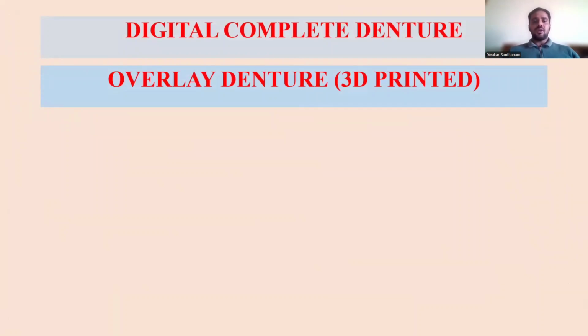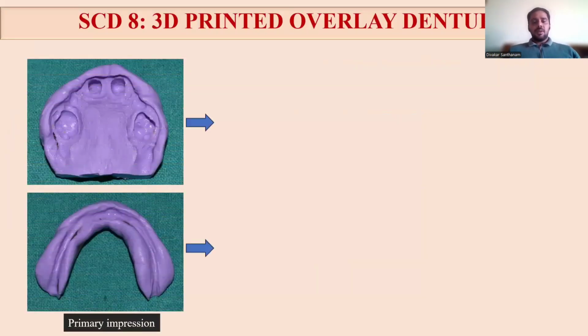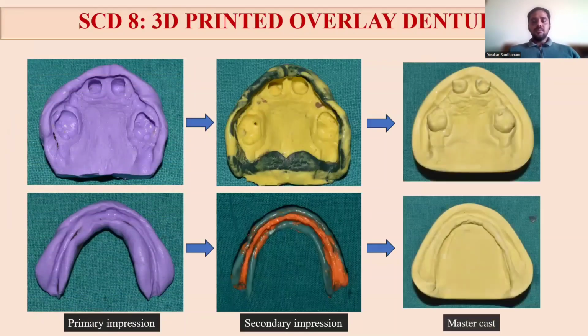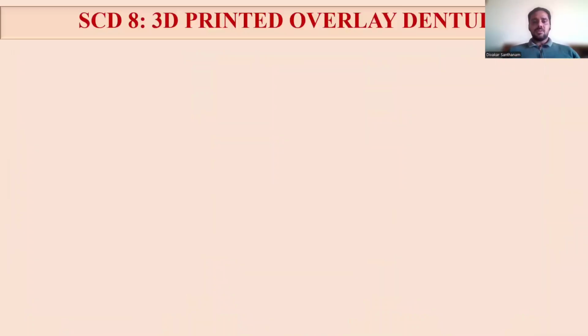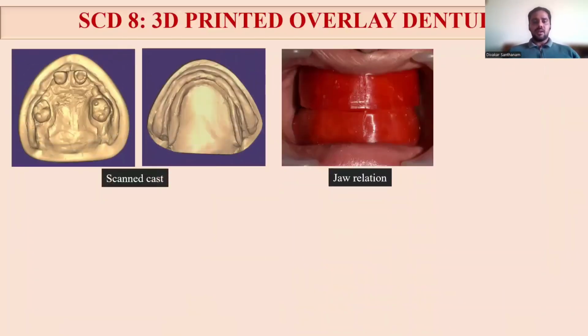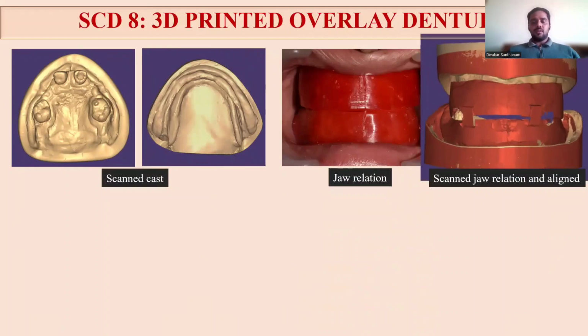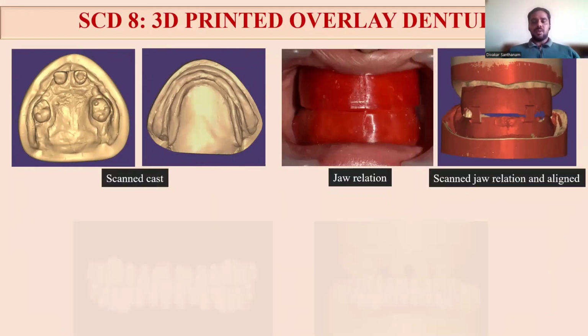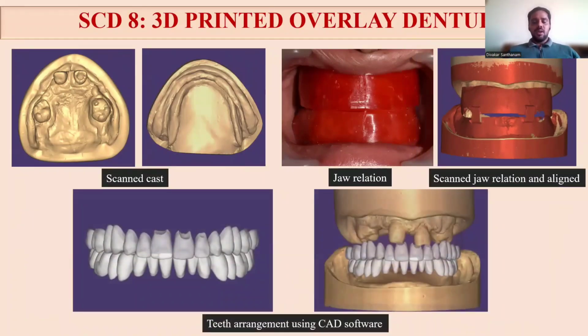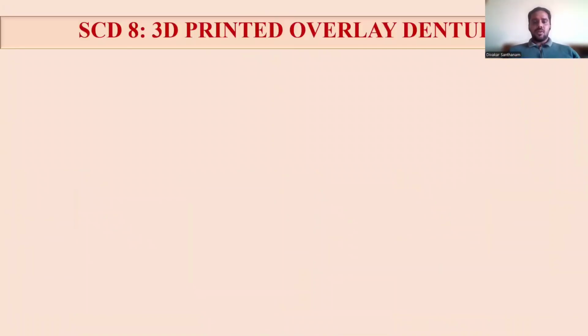When we evaluated the denture, it was already broken and completely attrited. So we used digital technology and planned a 3D printed overlay denture for this patient. We did the primary impression, secondary impression, and master cast. The master cast was scanned with the help of an extraoral or laboratory scanner. Then we did the jaw relation, which was also scanned. Both the cast and the jaw relation were aligned with the help of CAD software. Then teeth arrangement was done in the CAD software.